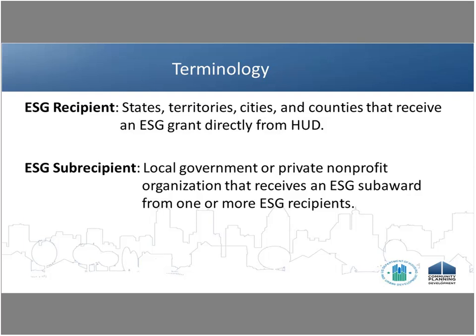So I'm throwing around the terms recipient and subrecipients a lot, and we want to get on the same page right from the get-go. When we refer to ESG recipients throughout this webinar, we're referring to the states, territories, cities, and counties that receive an ESG grant directly from HUD. So they're the folks, you all, that we call ESG recipients because we're awarding you ESG funds directly. And we're referring to ESG subrecipients as your awardees, the local governments or private nonprofit organizations that receive an ESG sub-award from one or more ESG recipients. Next slide, please.